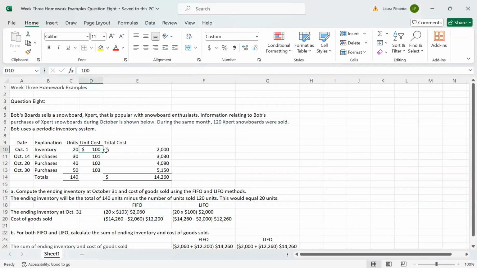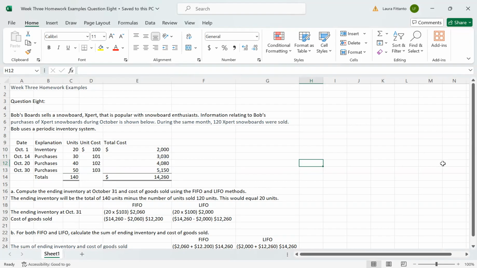So 20 units times 100 is 2,000, 30 units times 101 is 3,030, 40 units times 102 is 4,080, and 50 units times 103 is 5,150. To obtain the total units, you're just adding the 20 plus 30 plus 40 plus 50 together. For total cost, you're just adding the 2,000, 3,030, 4,080, and 5,150 together. And they provide you with this information in your problem.